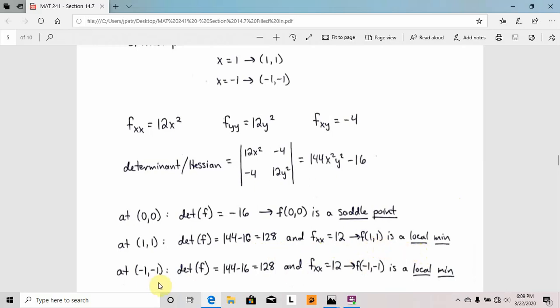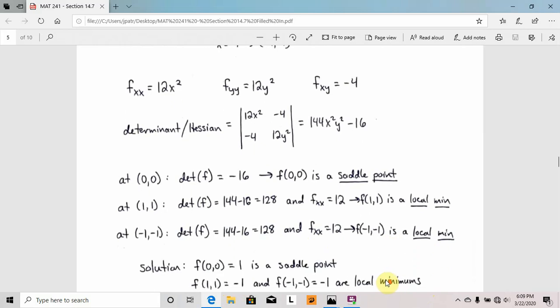You get the exact same stuff here just because everything's squared, right? So subbing in negative ones is going to be the same thing as subbing in ones when you're just subbing into an x squared and a y squared. So you end up with the same determinant, same thing when you sub into the second partial with respect to x. So you're also getting a local min at f of -1, -1.